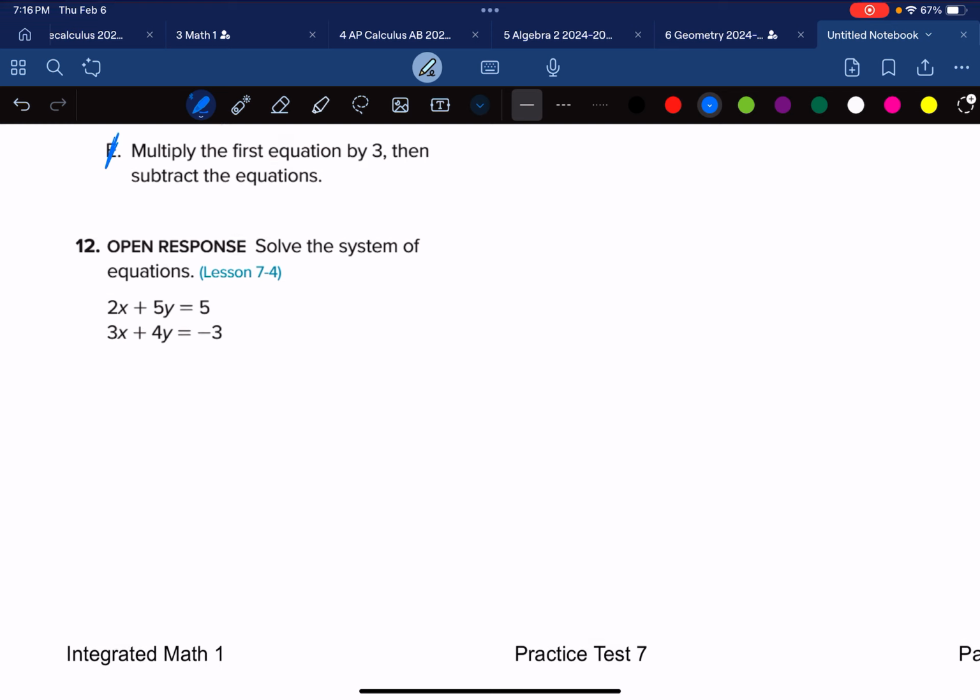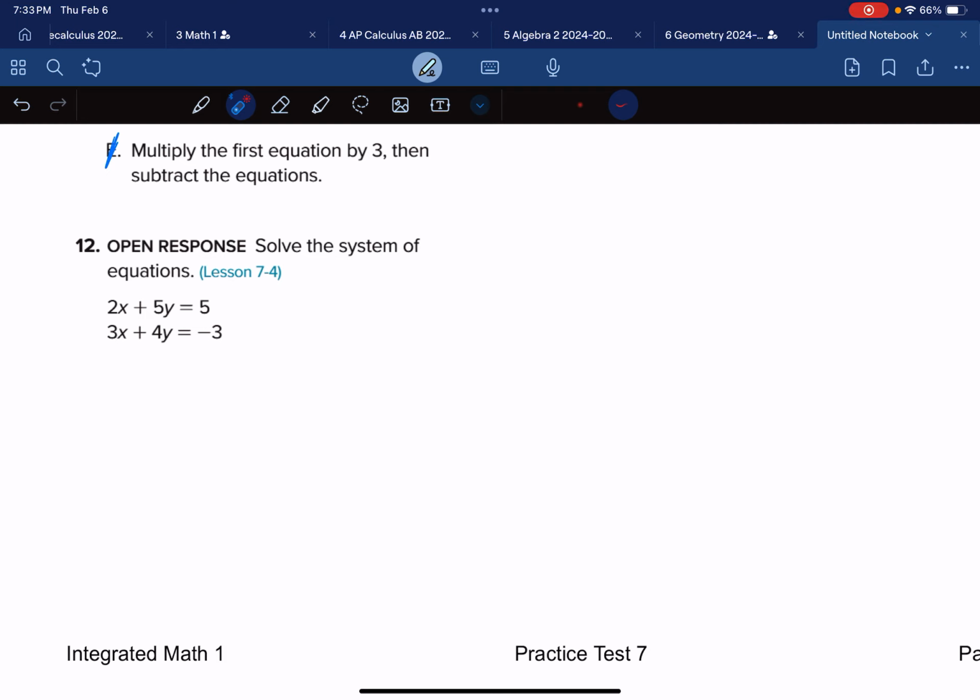Number 12, solve the system of equations. We get to choose whatever we want. Unfortunately, this is kind of gross. We can't do anything. And I realize it's referencing lesson 7-4 where you're doing elimination. It makes sense to do elimination because our variables line up here and our numbers line up. Let's go ahead and do that. I'm going to choose to eliminate the x variables in this case because the numbers are smaller.